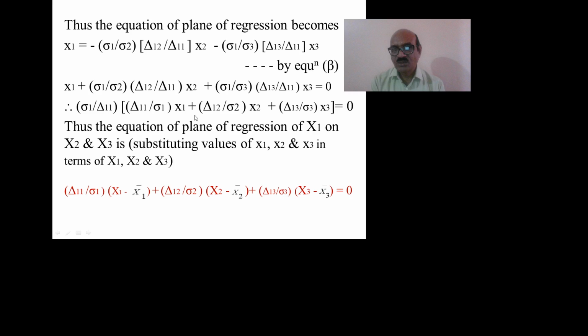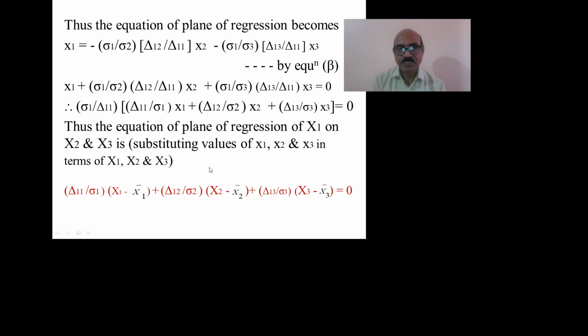Thus the equation of plane of regression of x1 on x2 and x3 is given by, I'll substitute small x1, small x2, small x3 in terms of capital X1, capital X2 and capital X3. So this bracket becomes delta 11 by sigma 1, this will be capital X1 minus x1 bar, I have written here. This term remains as it is. Small x2 is capital X2 minus x2 bar, and small x3 is capital X3 minus x3 bar, that is equal to 0. So this is the final expression of the plane of regression of x1 on x2 and x3.